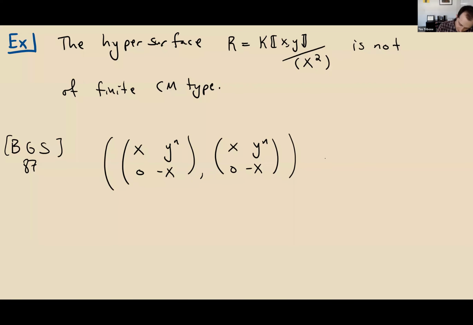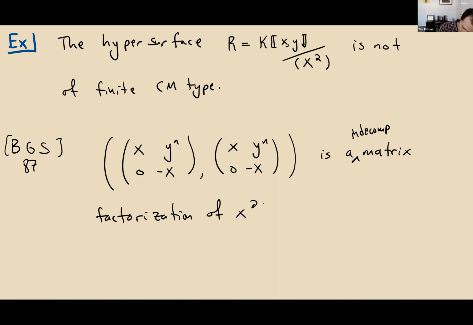So here this pair of matrices is an indecomposable matrix factorization of x squared for all n bigger than or equal to 1. So we get a family of indecomposable factorizations. Each one of these corresponds to a different maximal Cohen-Macaulay R module, where R is the ring above. And so we see that this ring does not have finite Cohen-Macaulay type. How would you know that otherwise without matrix factorizations? I have no idea, but with matrix factorizations, it's a nice, quick, easy piece you can write down.